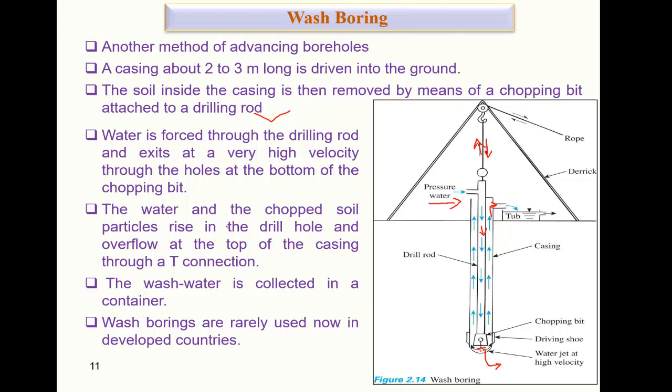Okay, so you can see the water and the chopped soil particles rise into the drill hole and overflow at the top of the casing. That is the T connection. Here you can see the wash water is collected in a container. So there is a container, it settles down, the particles go down, then they dump it some other way. Wash boring is rarely used now in developed countries. Normally in developed countries they no longer use it due to environmental concerns.